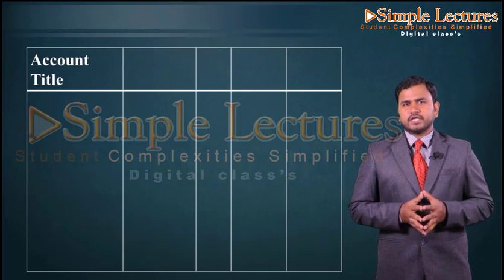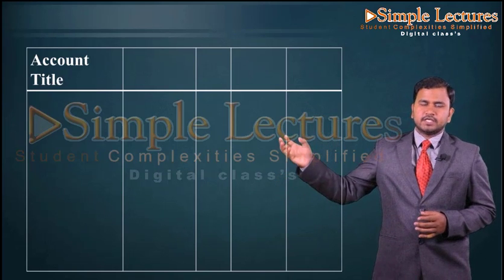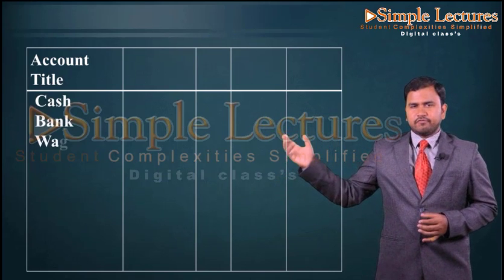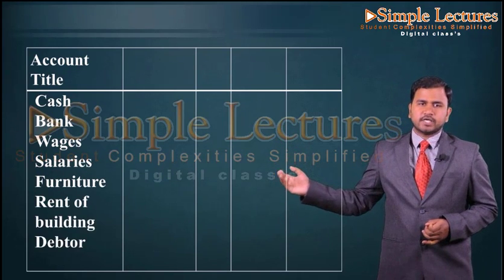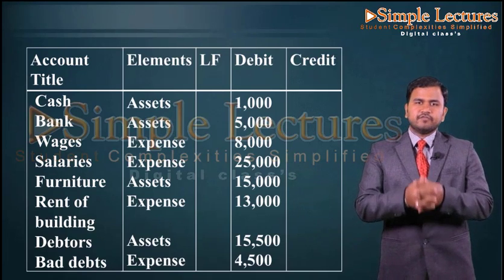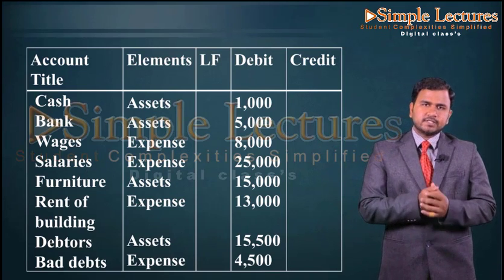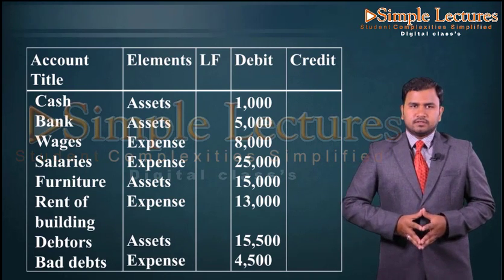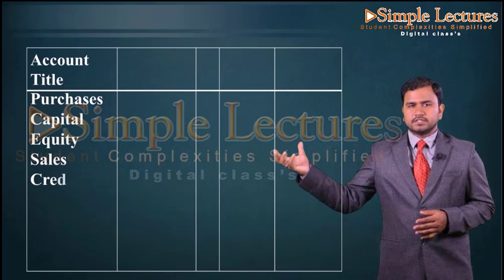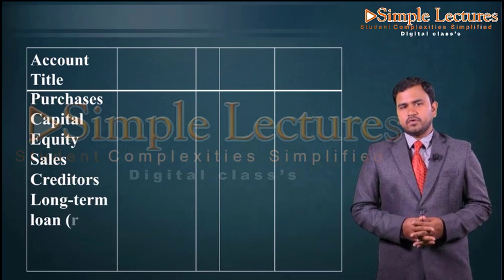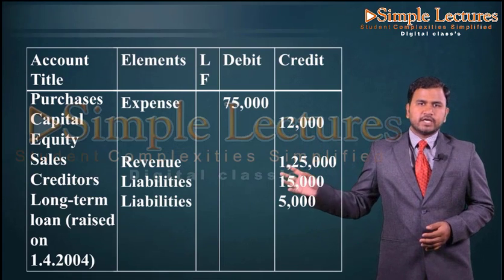Now, coming to the trial balance of Ankit, which is from chapter 9, we have the following entries here: cash, bank, wages, salaries, furniture, rent of building, debtors and bad debts. And we have elements for that, and the amount is in the debit column where it is an asset or an expense. Then we have purchases, capital. In capital we have equity, then sales, creditors, long-term loan which is raised on 1/4/2004. So here we have both expenses and liabilities.